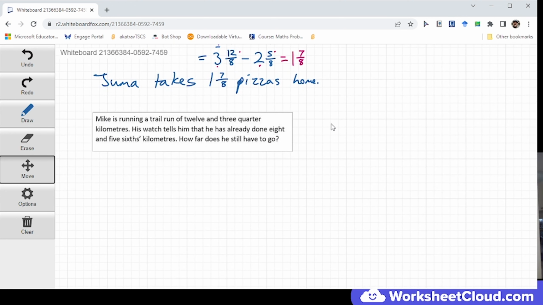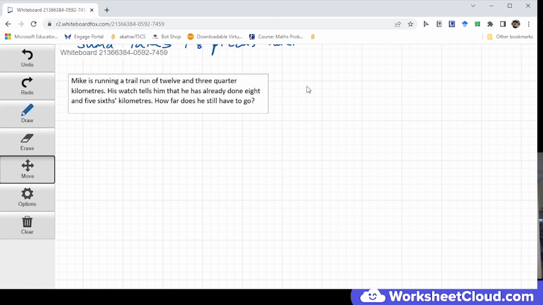Okay. Mike is another waiter from the restaurant. He's been there long, though. He's not a trainee anymore. Okay, Mike is running a trail run of 12 3/4 kilometers. 12 3/4. His watch tells him that he's already done 8 5/6 kilometers. How far does he still have to go?